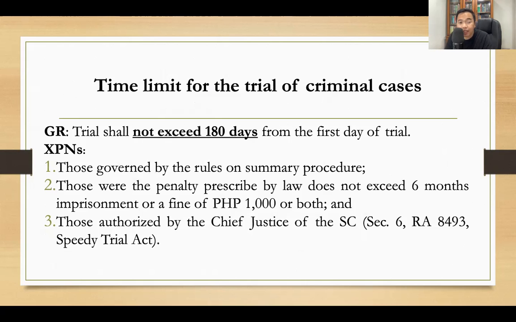Now, the trial shall not exceed 180 days from the first day of trial, except those cases governed by the rules on summary procedure. Those where the penalty prescribed by law does not exceed 6 months of imprisonment or a fine of 1,000 pesos or both, or those authorized by the Chief Justice of the Supreme Court pursuant to the Speedy Trial Act to exceed 180 days.